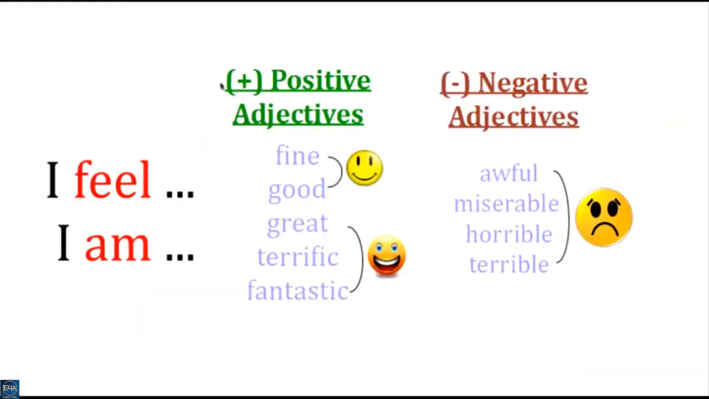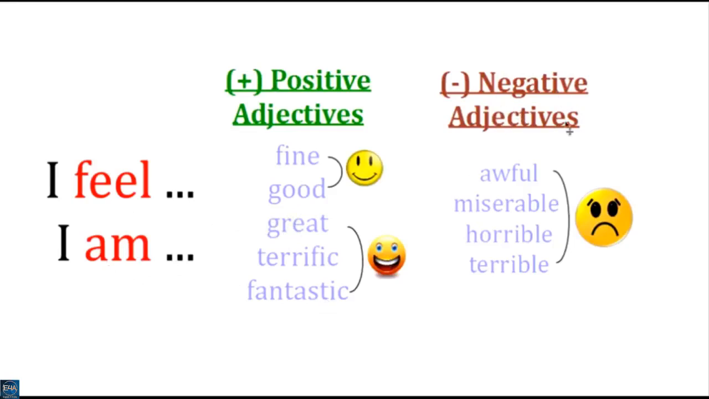Okay, let's look at more adjectives. For example, we have positive adjectives like fine and good, and we also have more positive adjectives like great, terrific, fantastic. So we use these with the verbs feel and also the verb be. For example, I feel fine, or I feel great, or I am good, or I'm fantastic.